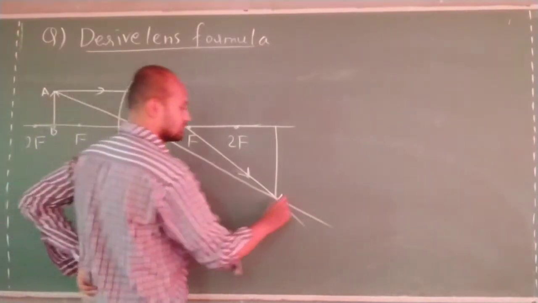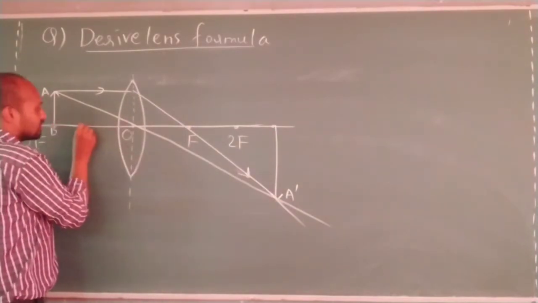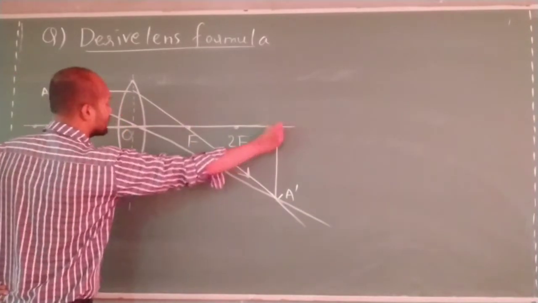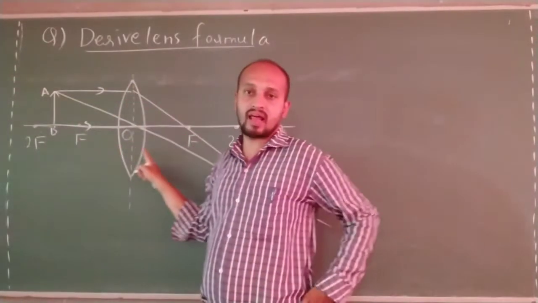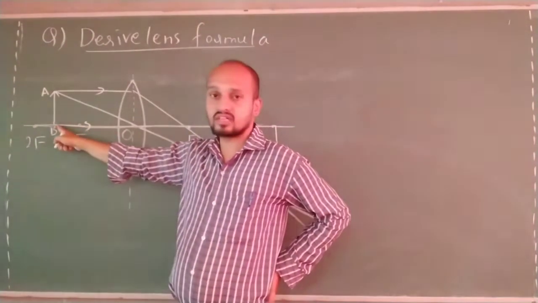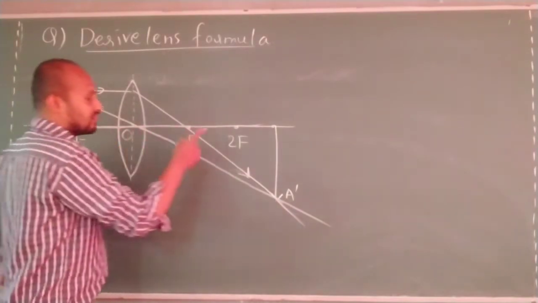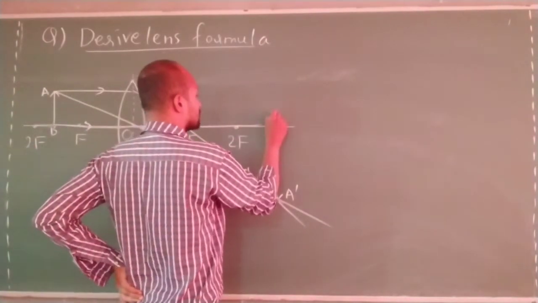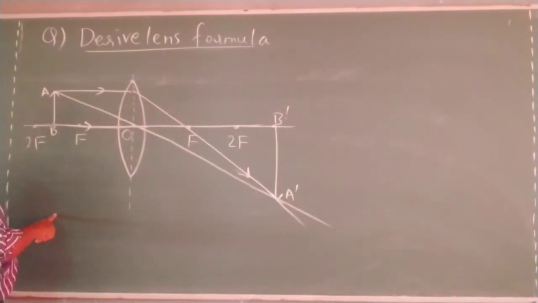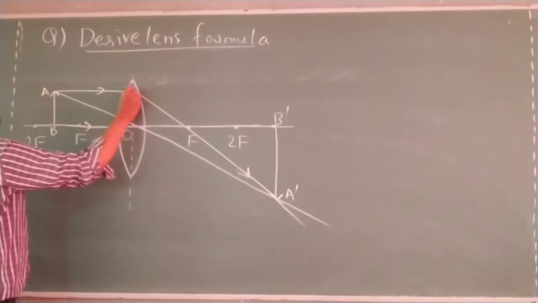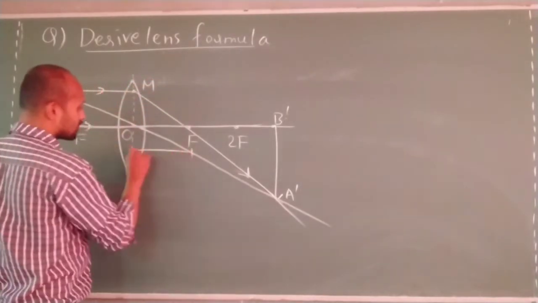This image is A dash. If I take the same thing, one ray passing through the optical center, it is going to meet here. So B, whatever the object is at the principal axis, the same object, the image has to be there at the principal axis. Okay. So I can say here point B dash, and this is one thing. Let me give notations. This point, let us say M. Okay. Let us take this length as focal length.